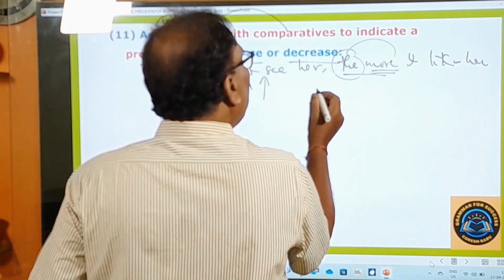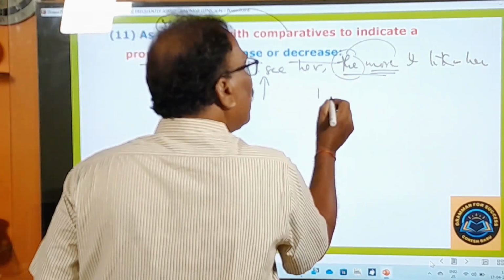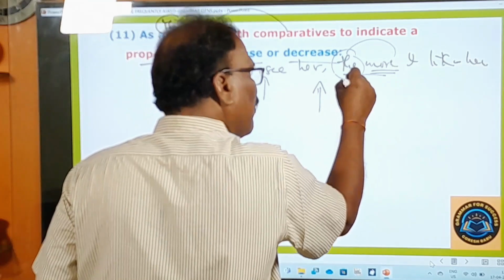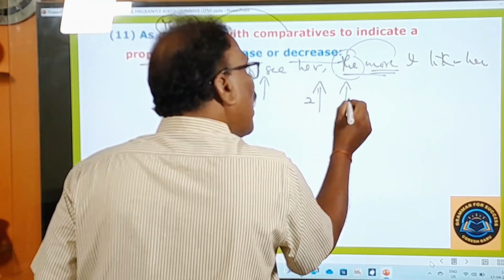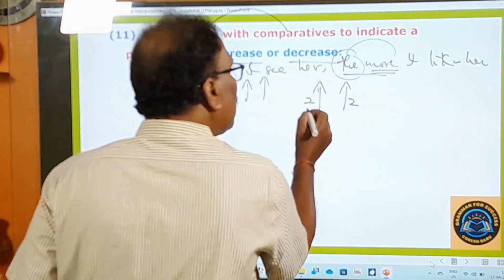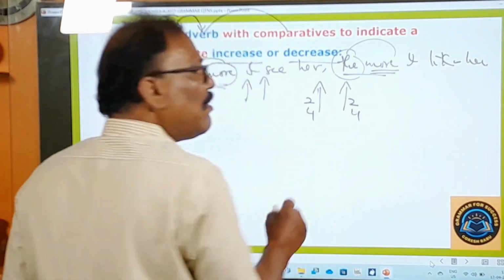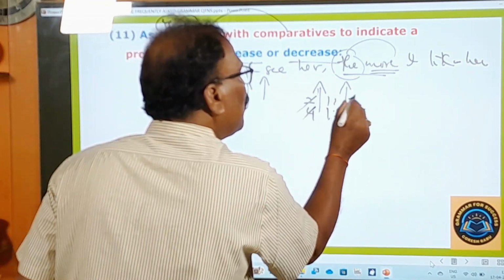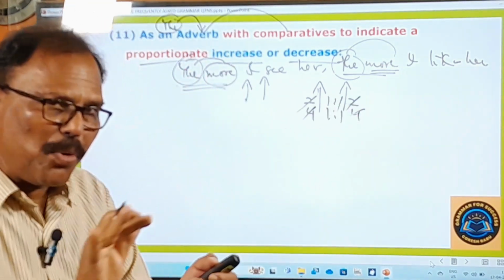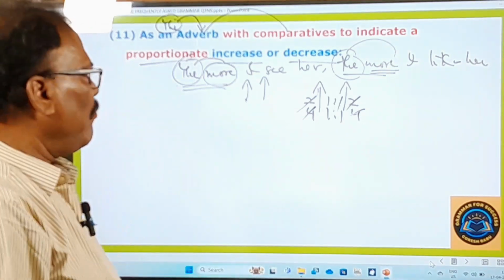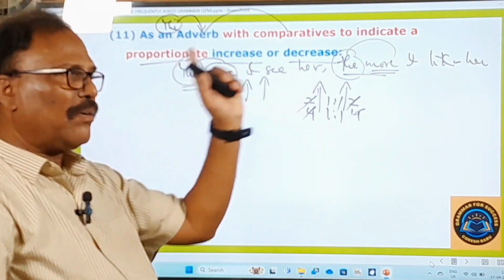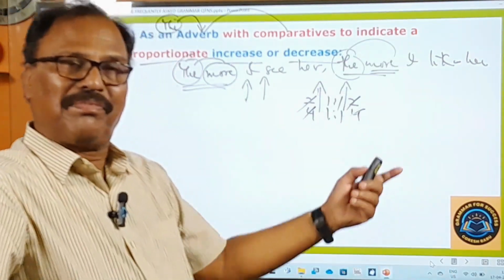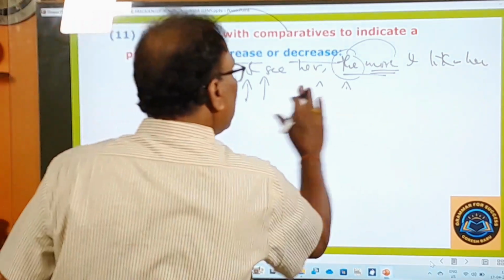That means, if I see her for 1 hour, I like her for 1 hour only. If I see her for 2 hours, I like her for 2 hours only. If I see her for 4 hours, I like her for 4 hours only. That means 1:1. That means proportionate increase or decrease. The more I see her, the more I like her. Sometimes you can also say like this. What is that?